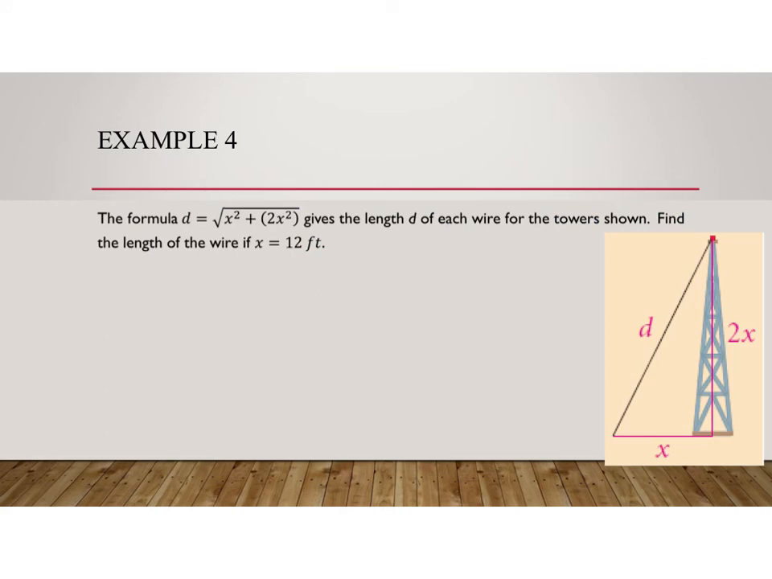Okay, and then our last application of this is going to help us find distances. It tells us that the formula for the distance, d, and d is the hypotenuse of that triangle, gives the length of each wire for the towers shown. We're going to find the length of the wire if x equals 12 feet. So what we're going to do for this problem is just plug everything in that we know. So we end up with the square root of x squared, so I have 12 squared plus 2 times 12, and that's going to be squared.